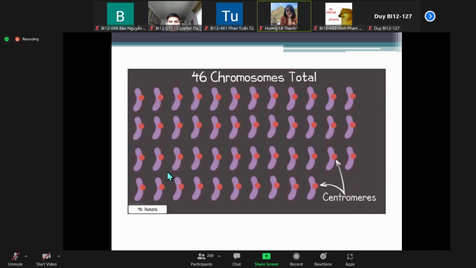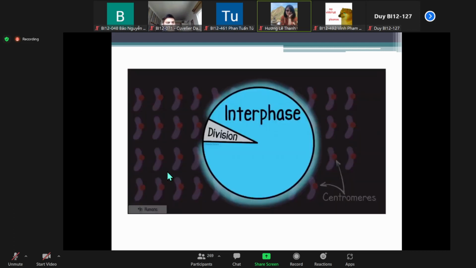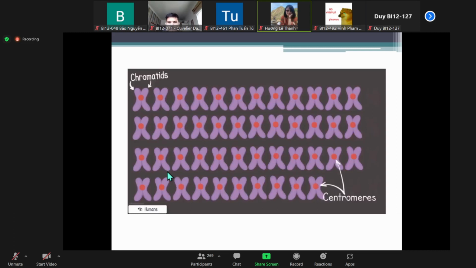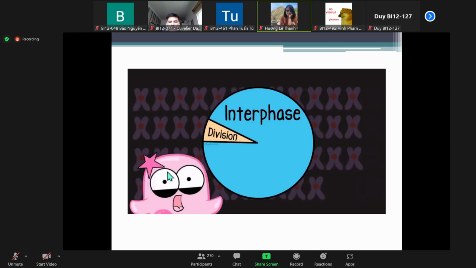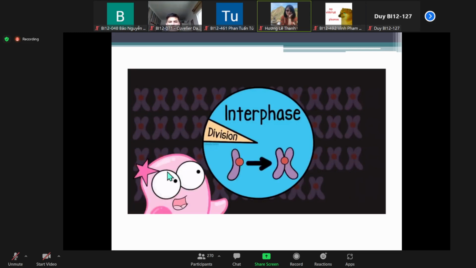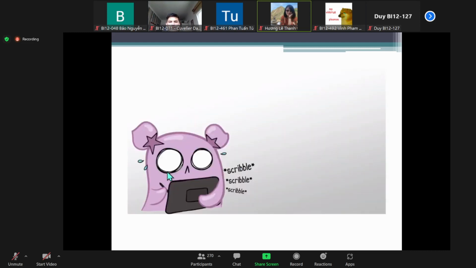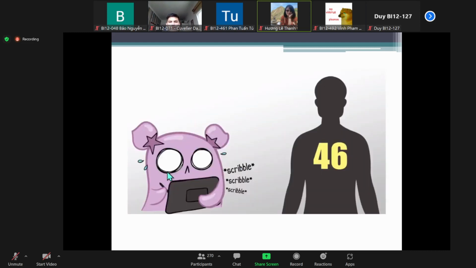46 chromosomes total. During interphase, the cell duplicates the chromosomes. When you duplicate 46 chromosomes, you still say there are 46 chromosomes, as the newly duplicated portion is still attached at the centromere region. But there are actually 92 chromatids. Interphase isn't part of mitosis or meiosis, but it's a really important phase because it duplicates chromosomes before we get started. Just to point out, it's really hard to draw 46 chromosomes.